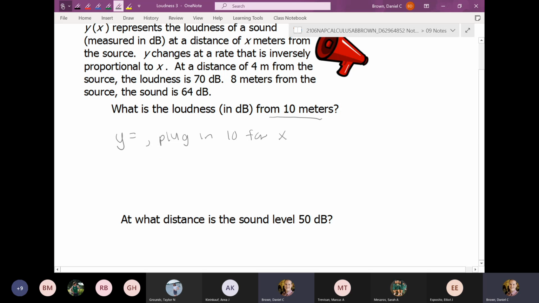Similar to the second one, again, it's a little bit uglier problem for me to actually work out, but at what distance, you're still using that y equation, but this time you're going to plug in 50 for y, and then you would solve for x. So I'm not going to work those out, but again, the calculus on these problems ends by like step 2 or 3. And then the remainder of the problem really is just, do you know where to plug in numbers? Do you know how to solve equations? And things like that.